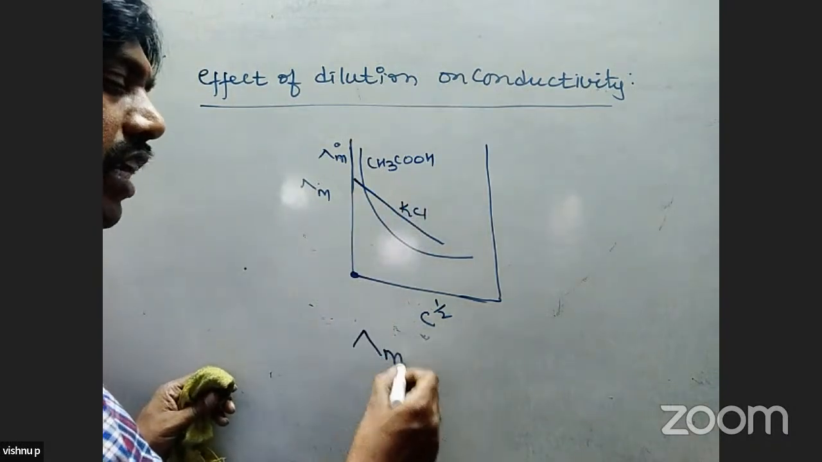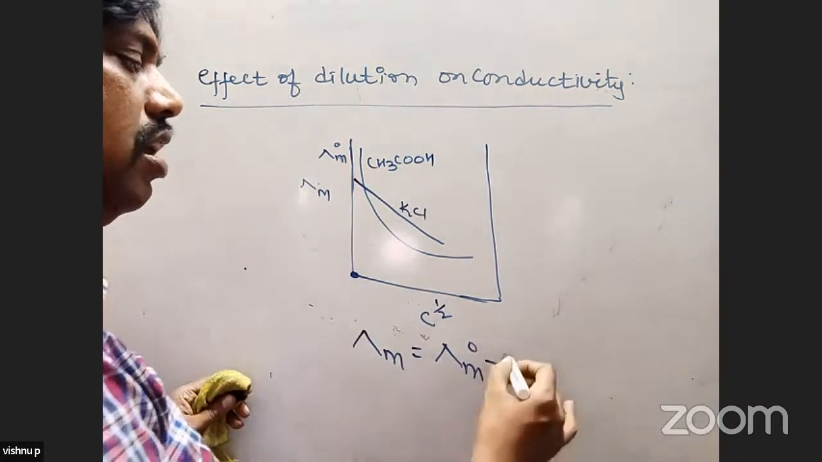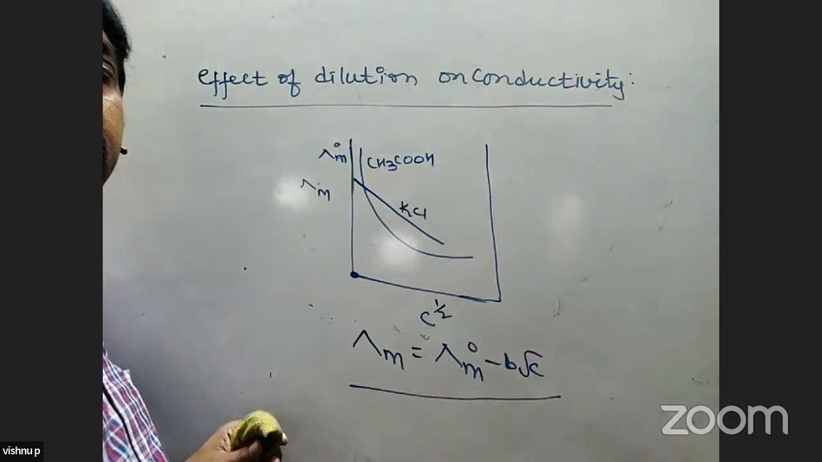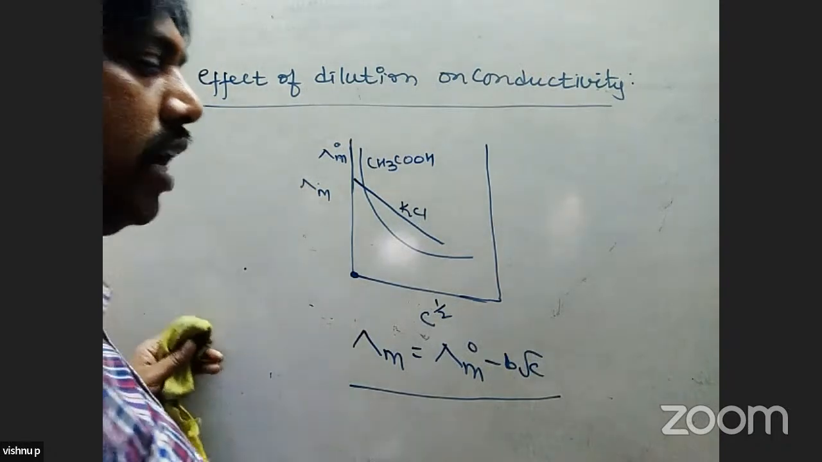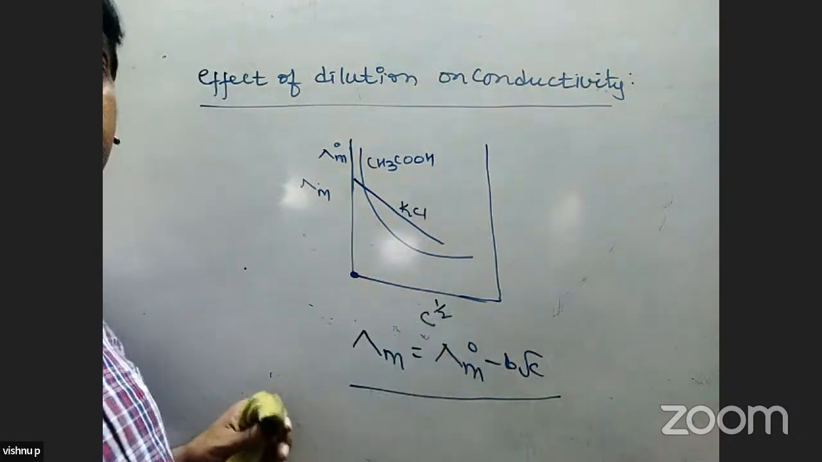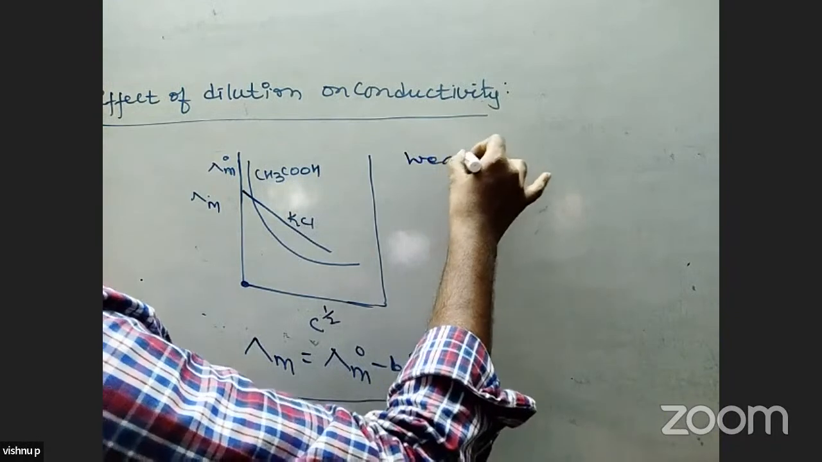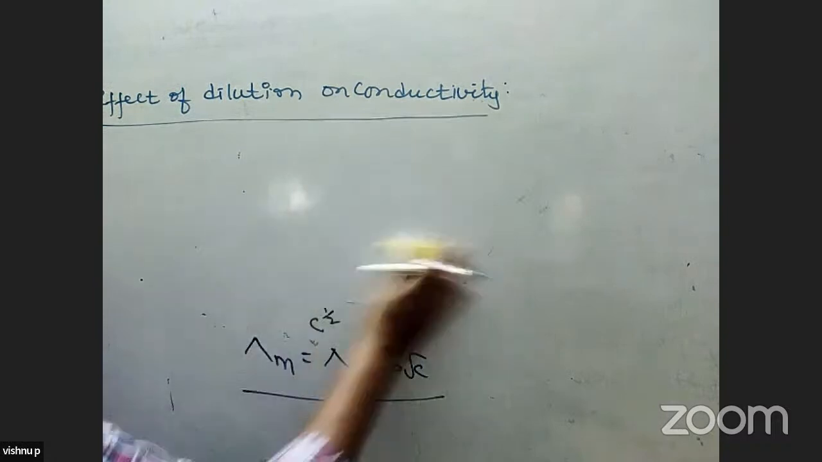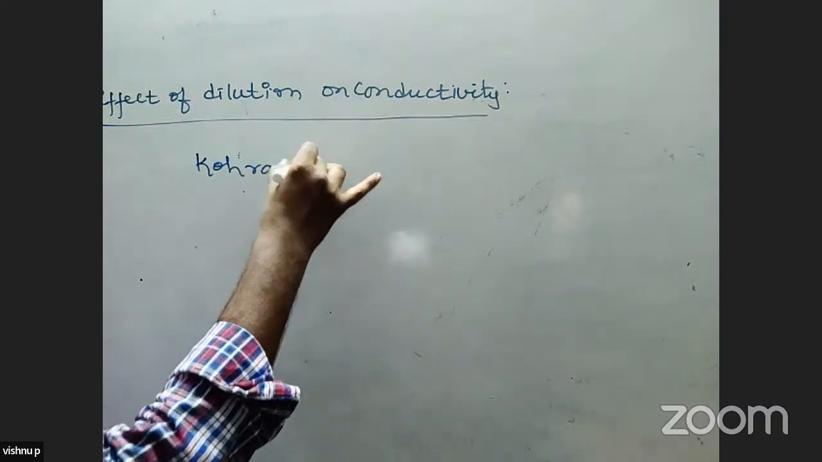So molar conductivity at that concentration is equal to molar conductivity at infinite dilution minus B root C. This is the Debye-Hückel equation. It is applicable to strong electrolytes. B is a constant. But in case of weak electrolytes, how to find out? For this, we use Kohlrausch law.